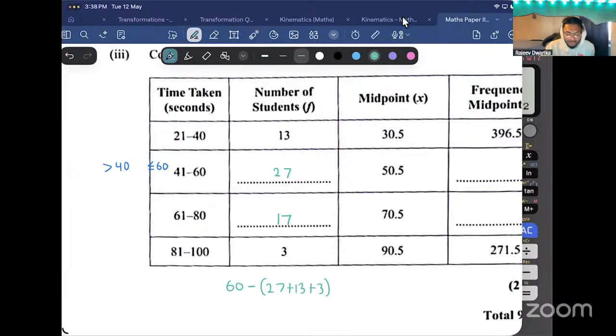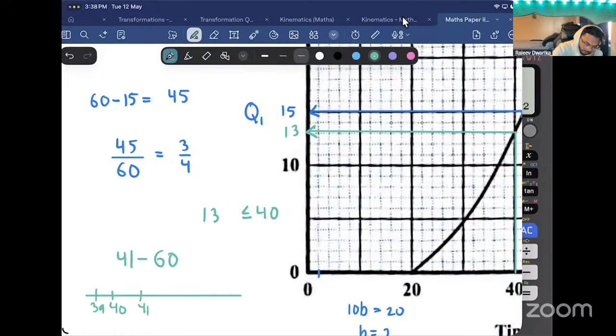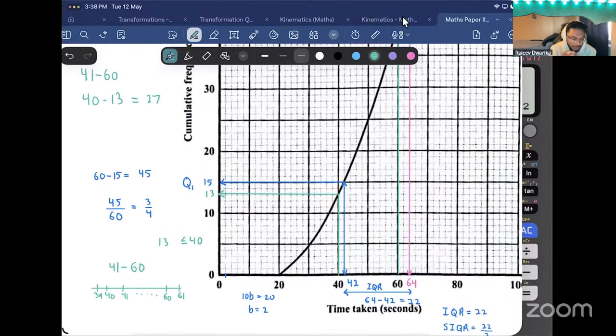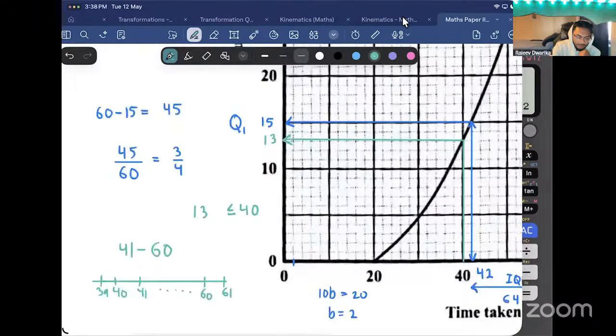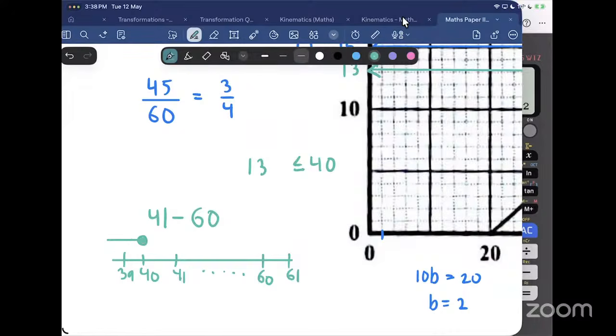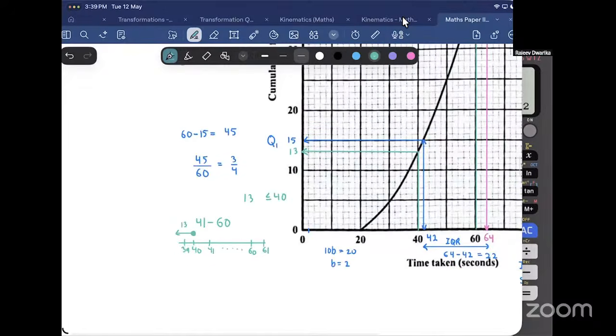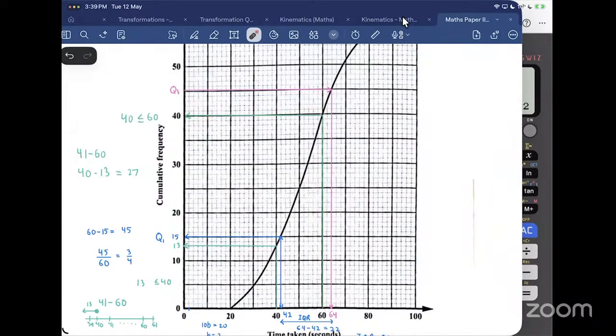No, 26 won't work. Let me try to explain it again. 41 to 60, right? Let me draw a number line for you: 39, 40, 41, 60. Are you with me? Yeah. How many students got 40 or less? 13. And that would correspond to 40 or less, right? Yes, sir. And how many students finished in 60 or less? 40.